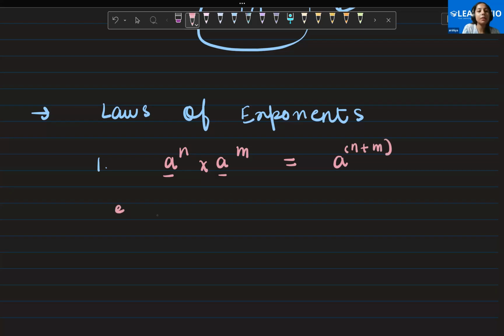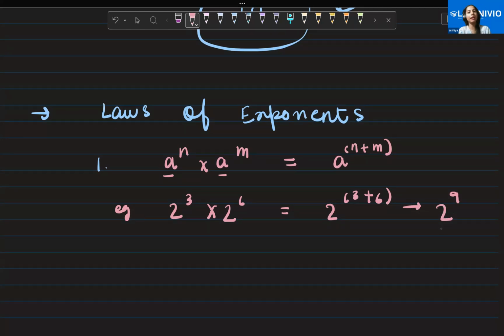To give an example, it's 2 raised to the power of 3 multiplied by 2 raised to the power of 6. The bases are the same, so you keep the base common here, and the powers, 3 and 6, you add them. So 3 plus 6 is 9. This gives you 2 raised to the power of 9. Easy, right?